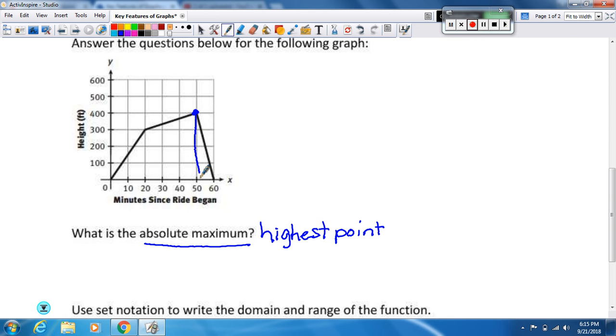You go to the graph and see where you're at on the x-axis. So that is 50. And then you see where you're at on the y-axis, and that is 400. So as a point, the absolute maximum is 50, 400. If you want the value of the absolute maximum, that's the y value. So it would be 400.